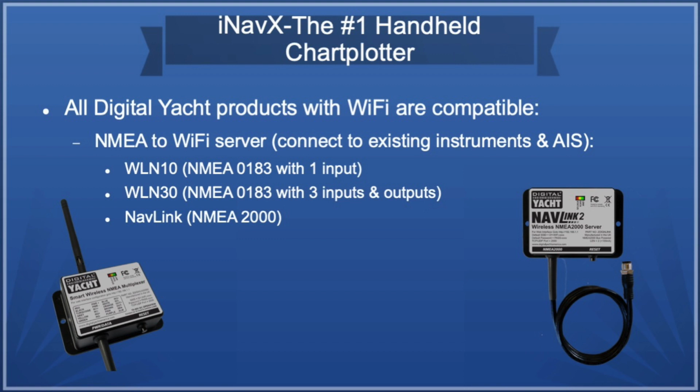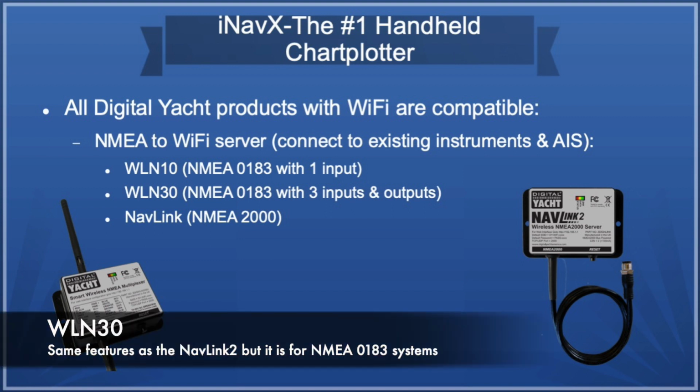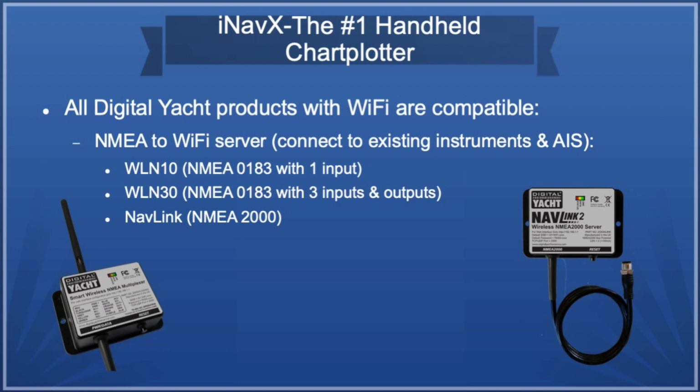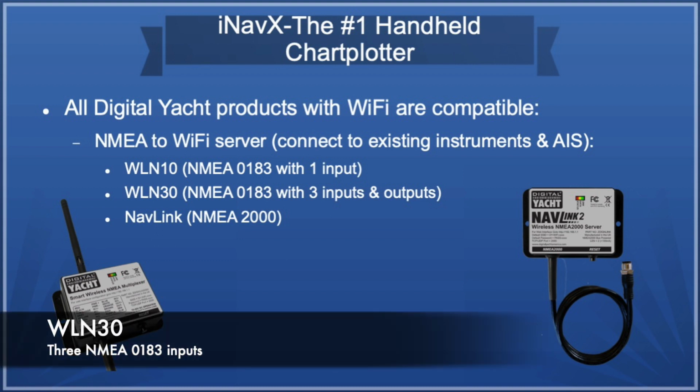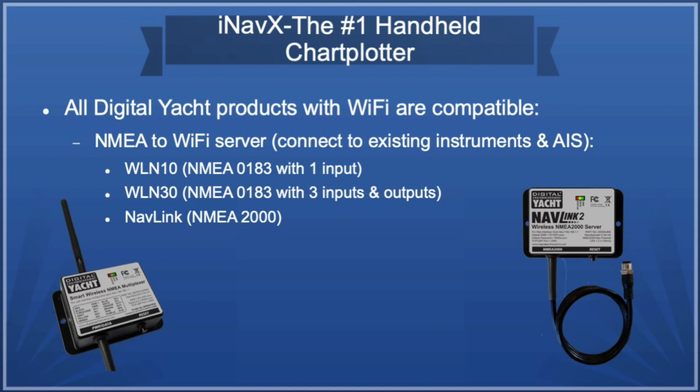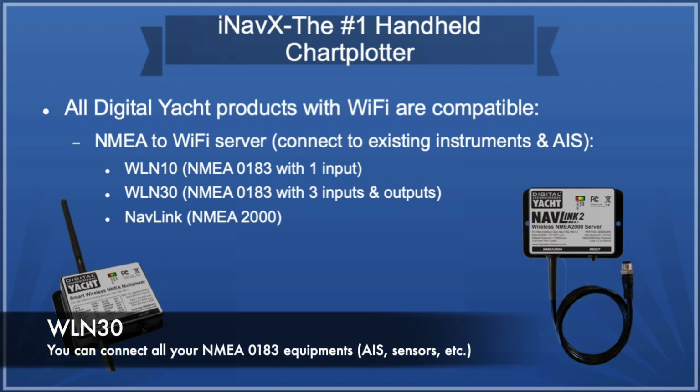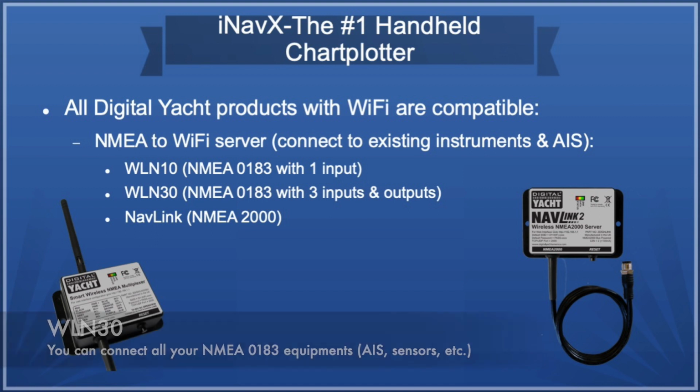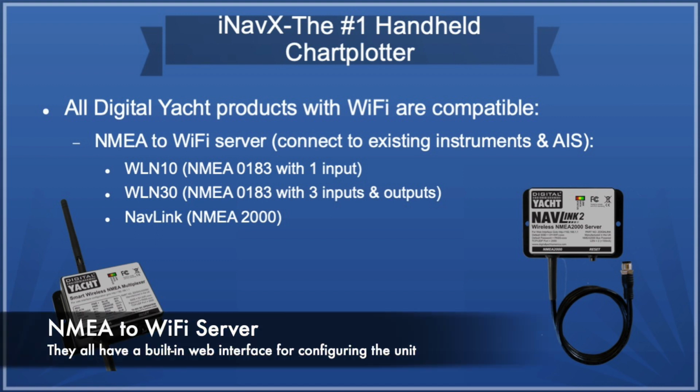But if you don't have any NMEA 2000 on board, we have some other NMEA to Wi-Fi products, including some NMEA 0183 to Wi-Fi servers. We have another product called WLN30. It is an NMEA 0183 to Wi-Fi server with multiple NMEA 0183 inputs and outputs. So you can connect your AIS, sensors, etc. to the product, and it will transmit all the data over the Wi-Fi.